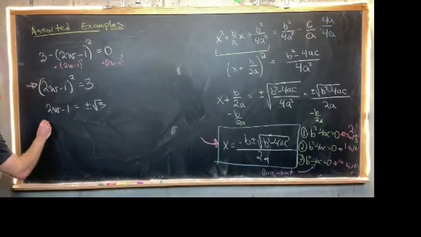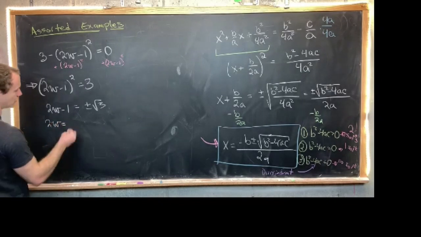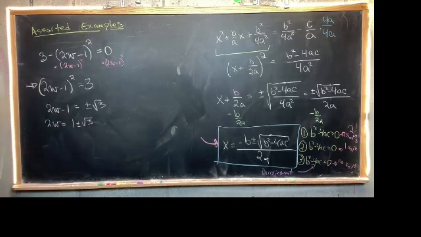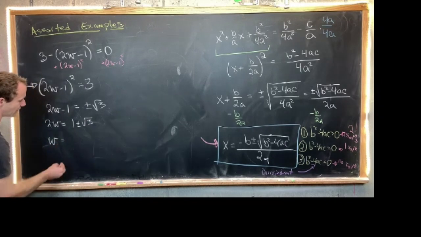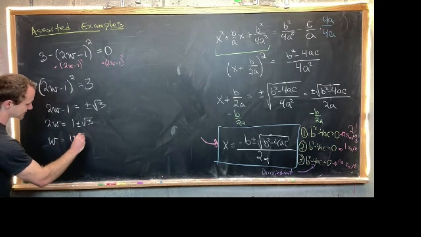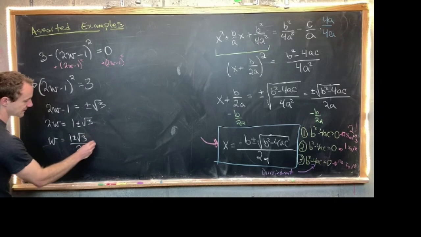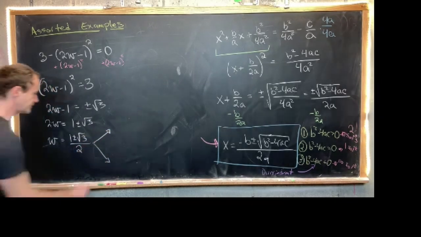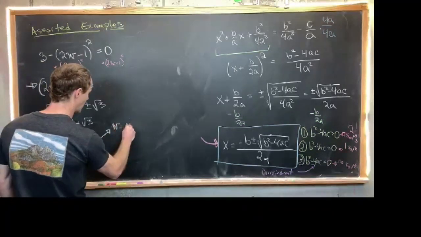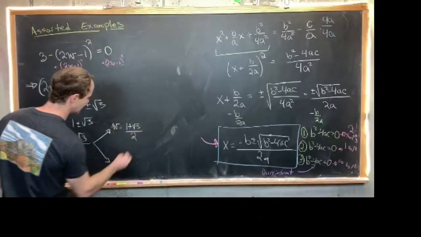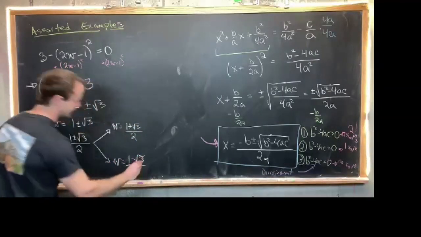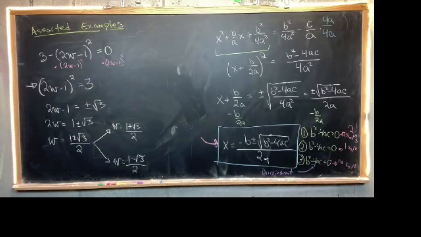That gives me 2w equals 1 plus minus the square root of 3. There I added 1 to both sides of the equation. Now I can divide by 2. That'll leave me with w equals 1 plus minus the square root of 3 over 2. Then if you wanted to write this as two separate equations, we would get w equals (1 plus root 3) over 2, or w equals (1 minus root 3) over 2. So there are our two solutions.